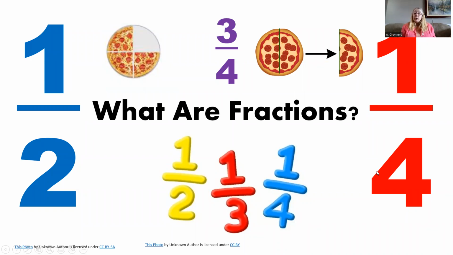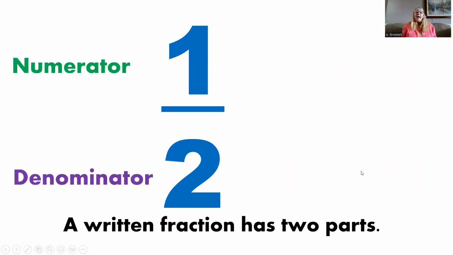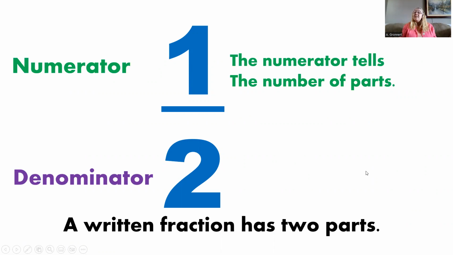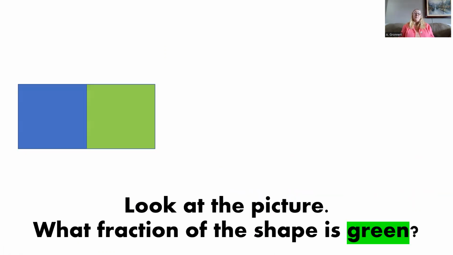We've already learned that a written fraction has two parts. The top of the written fraction is called the numerator, and the bottom of the written fraction is called the denominator. The numerator tells the number of parts, and the denominator tells the number of pieces in the whole. We've also learned that to be a fraction, the parts have to be equal.